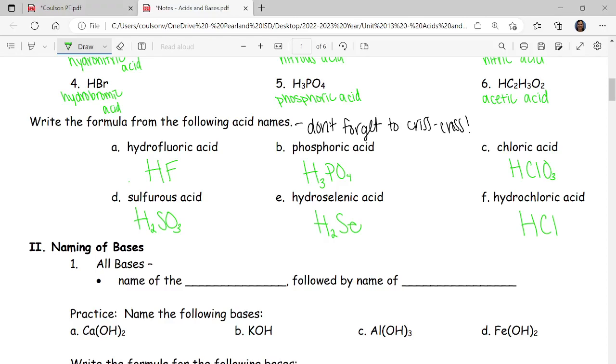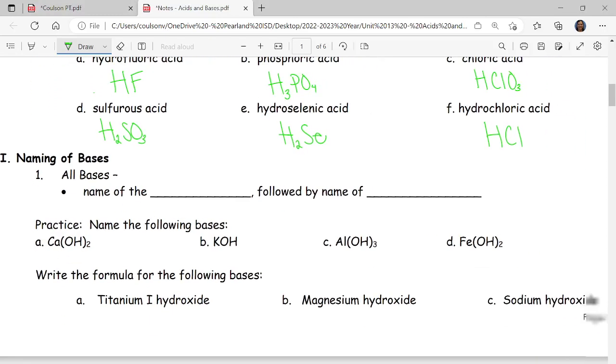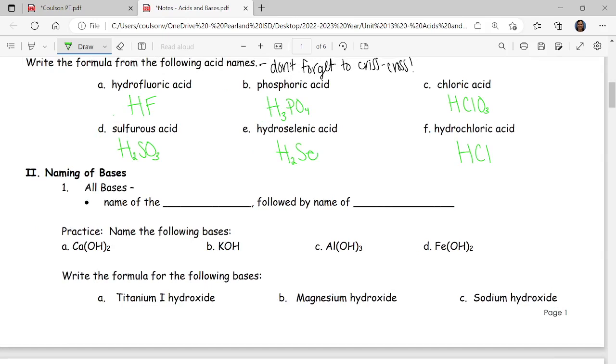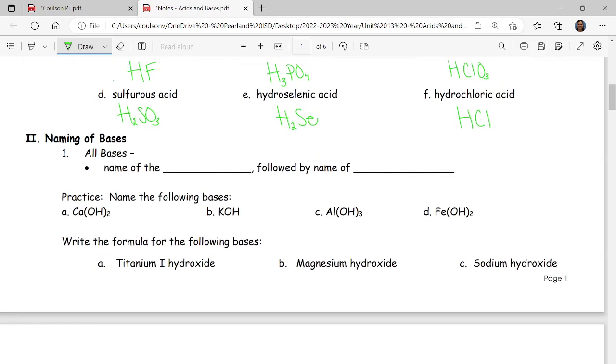So picking up right where we left off on naming acids, naming bases is even easier than naming acids, but you still do need to crisscross. The difference here is when you write your formula, since hydroxide is a polyatomic ion, when you crisscross someone else's oxidation number, if you need a subscript on hydroxide, you need to use parentheses.